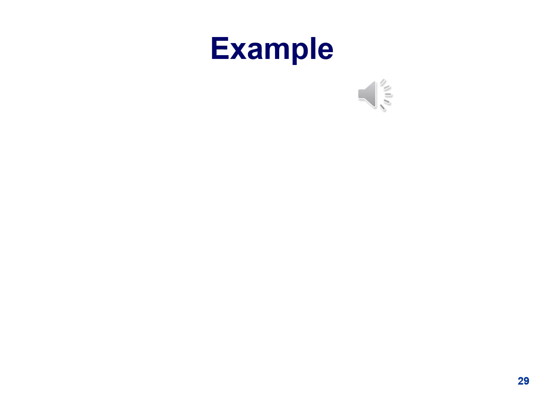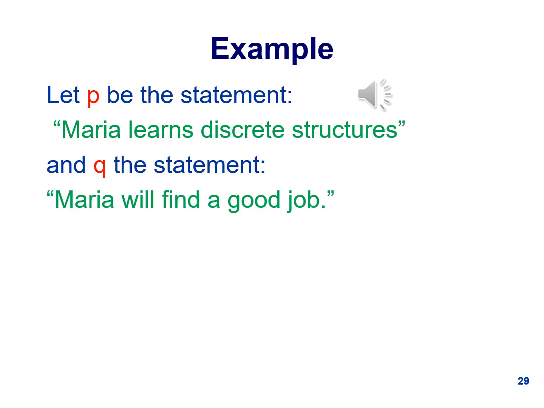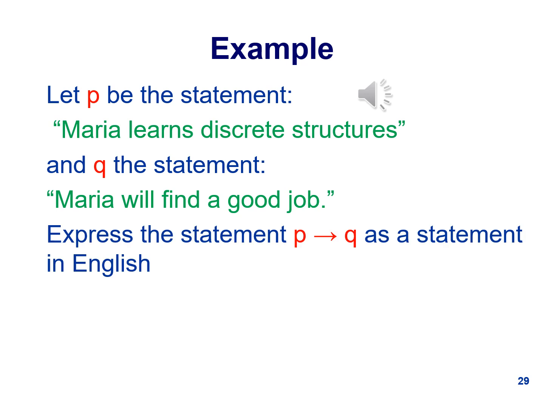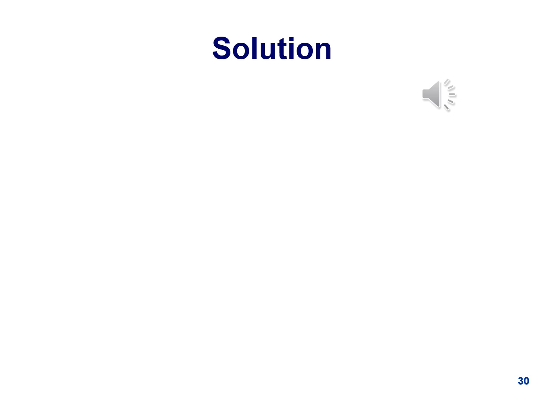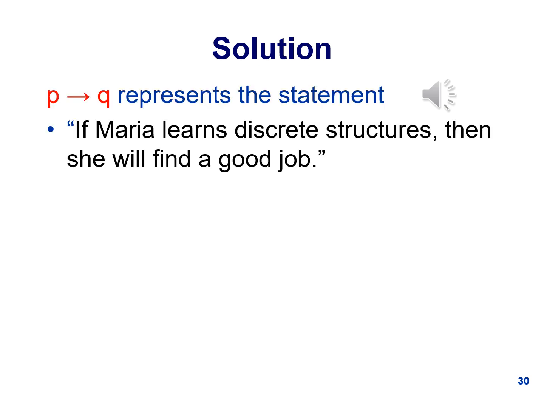Let P be the statement Maria learns discrete structures, and Q the statement Maria will find a good job. Express the statement if P, then Q as a statement in English. If P, then Q represents the statement, if Maria learns discrete structures, then she will find a good job.